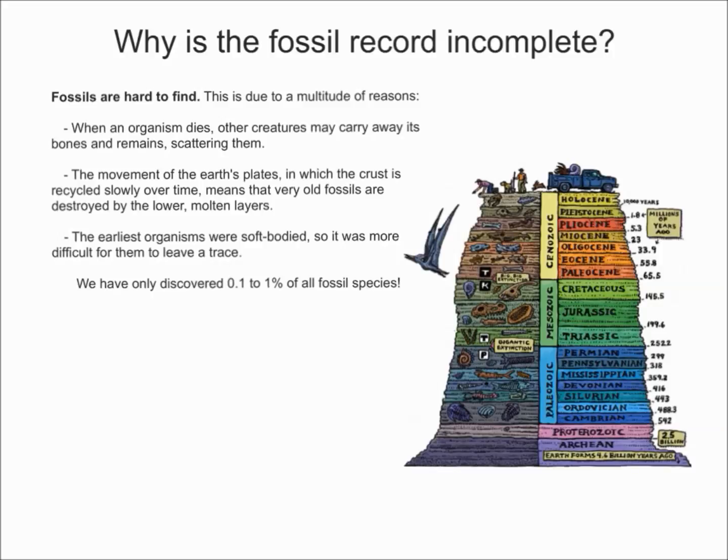Second, the movement of the Earth's plates, in which the crust is recycled slowly over time through subduction, means that very old fossils are destroyed by the lower molten layers. Third, the earliest organisms were soft-bodied, so it was more difficult for them to leave a trace. Something of note is that we have only discovered 0.1 to 1% of all fossil species.